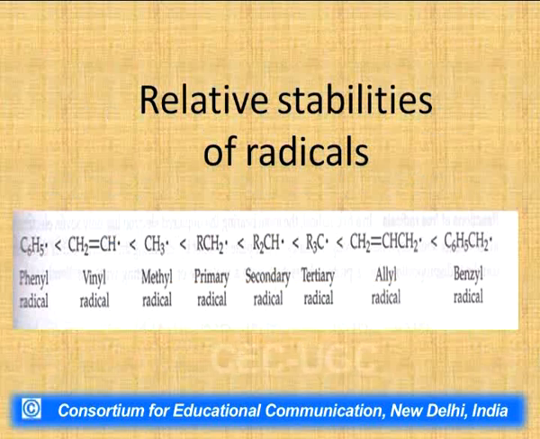This slide shows the relative stabilities of mostly radicals. The benzyl radical will be more stable than the allyl radical, than the tertiary radical. Tertiary will be more stable than secondary, in which two alkyl groups are there. It will be more stable than primary, in which one alkyl group is there, and that is more stable than the methyl radical, which is CH3, and it is more stable than the vinyl radical and phenyl radical.